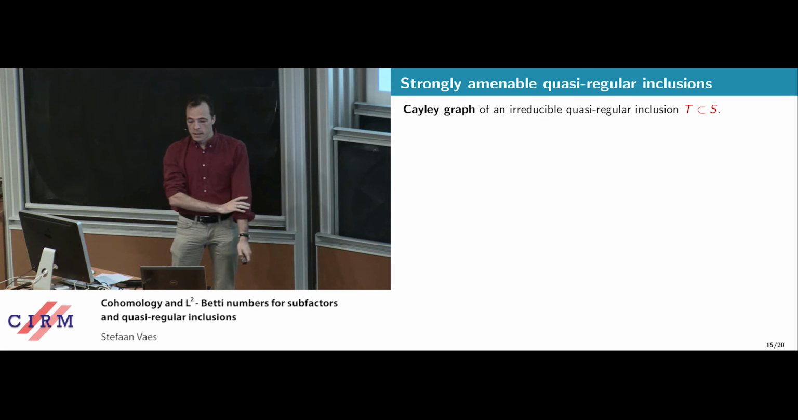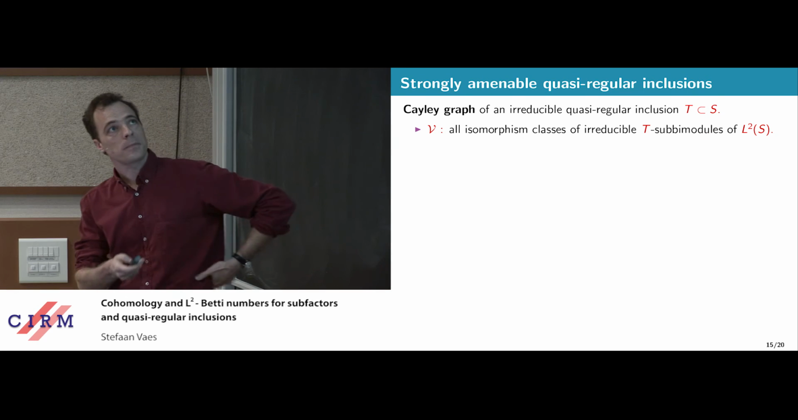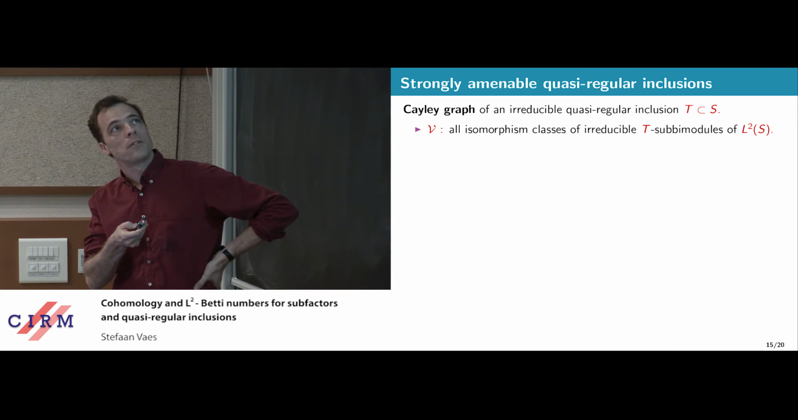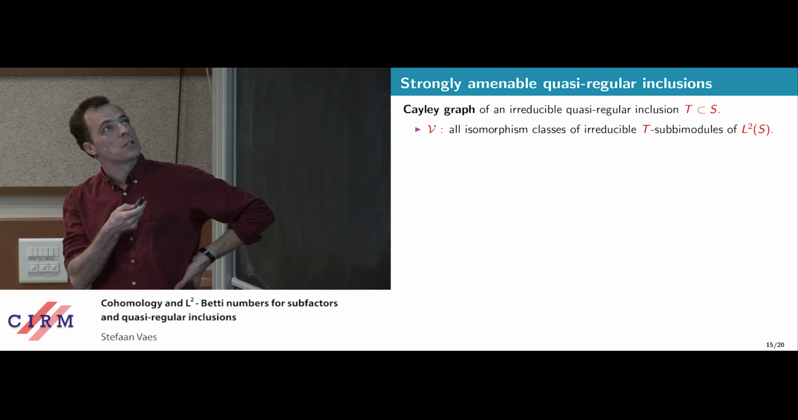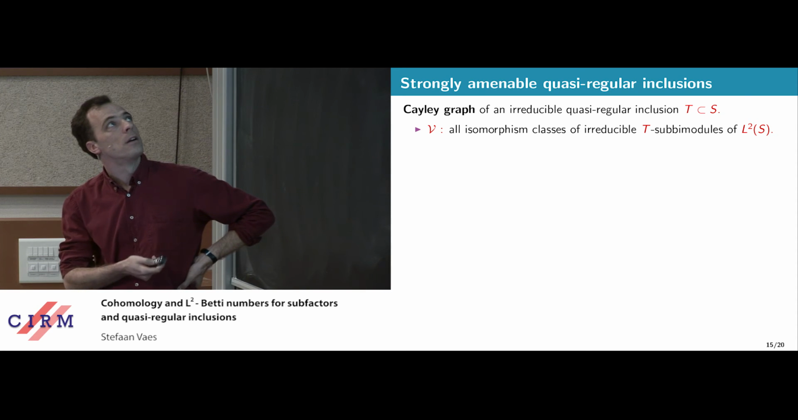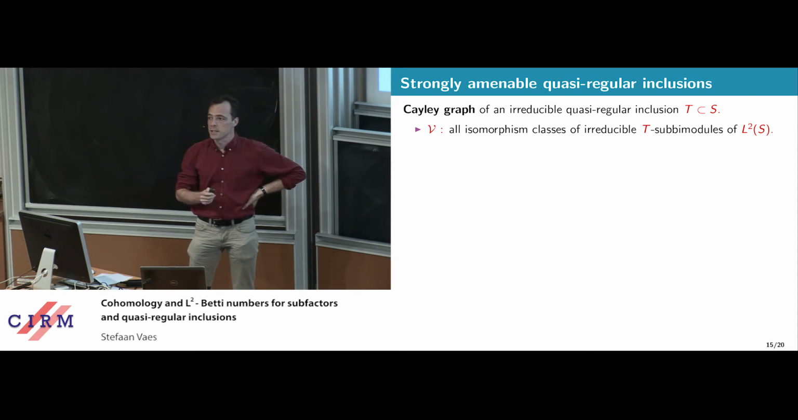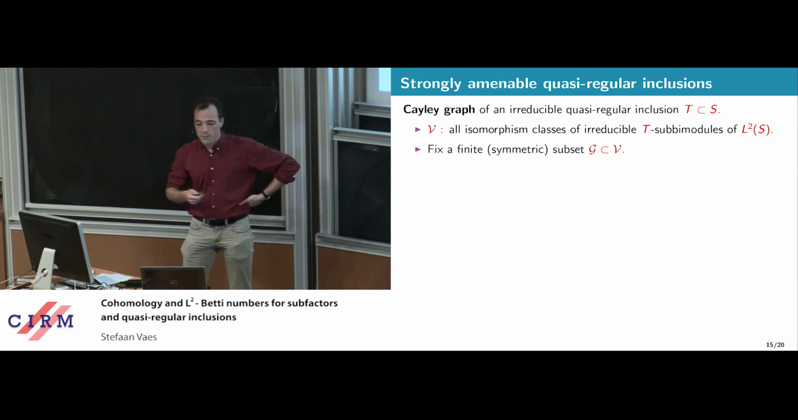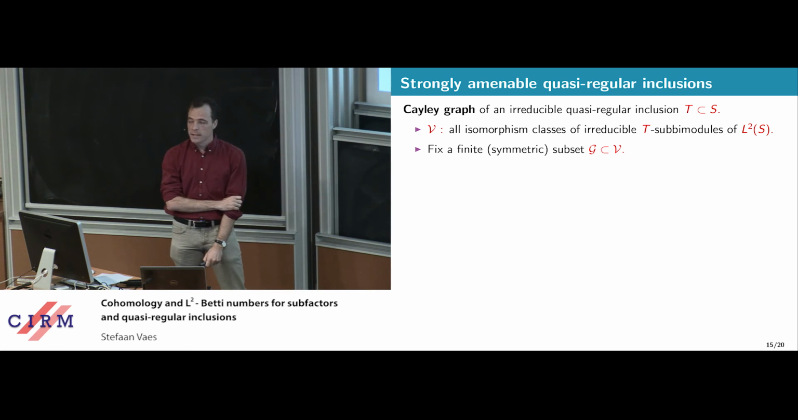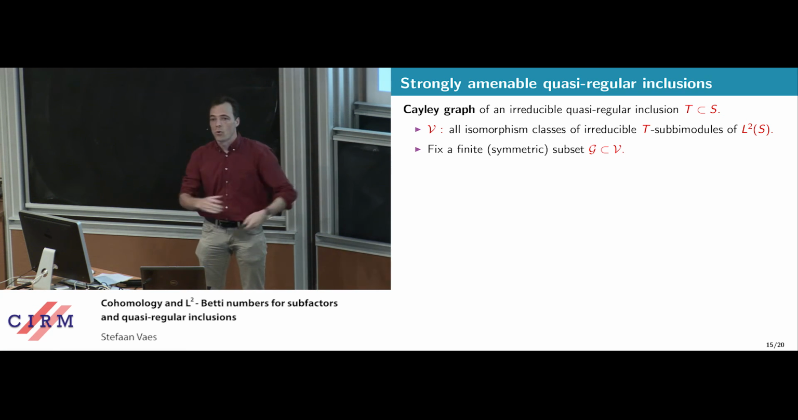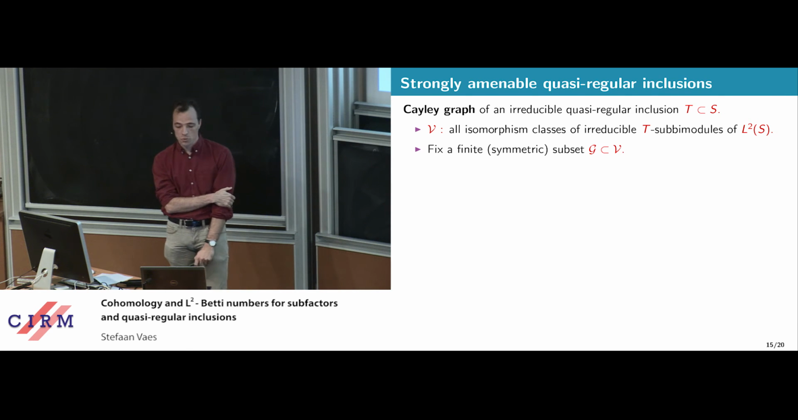And actually, a quasi-regular inclusion, irreducible, comes with a Cayley graph. So let me define the Cayley graph of an arbitrary quasi-regular inclusion. And it goes as follows. You can decompose L2 of S as irreducible T bimodules as a sum. And the isomorphism classes of all these T bimodules that appear here, you call them V. They will be the vertices in my graph. I fix a finite and symmetric, for taking the adjoint, subset of T bimodules. That will be the role of the generating set in the group.